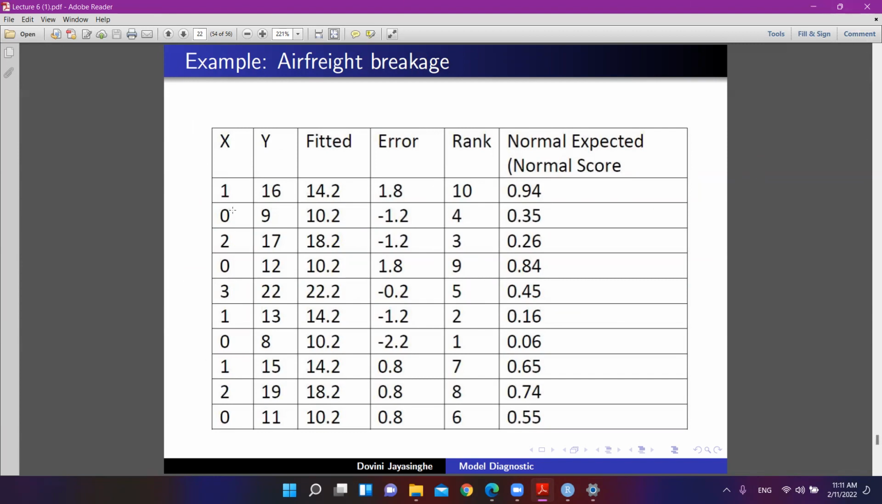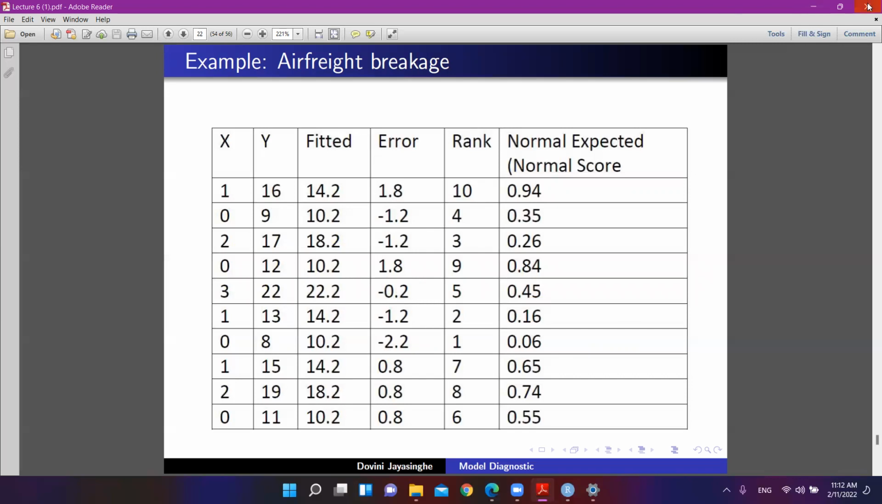So these are our X values in the air freight brake example. These are our response values. So these are the fitted values, right? Fitted values are gotten from the regression line that we estimated, okay? And when you have the fitted value, when you have the true value, it's just a matter of taking y minus y hat. So 16 minus 14.2 has given you the error. This minus this will give you this. So 9 minus 10.2 is negative 1.2. Likewise, you have gotten the error terms.